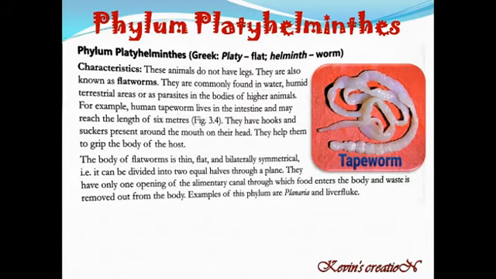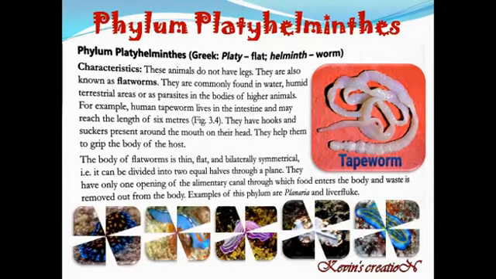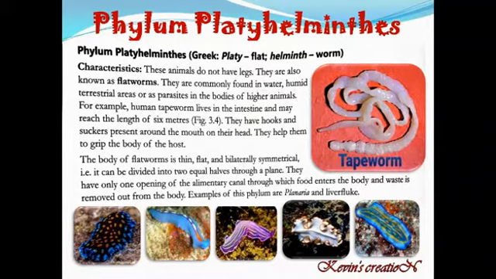Examples of this phylum are planaria and liver fluke. Now let us see some of the examples of flatworms. So these are the ones. So just now we finished Platyhelminthes.